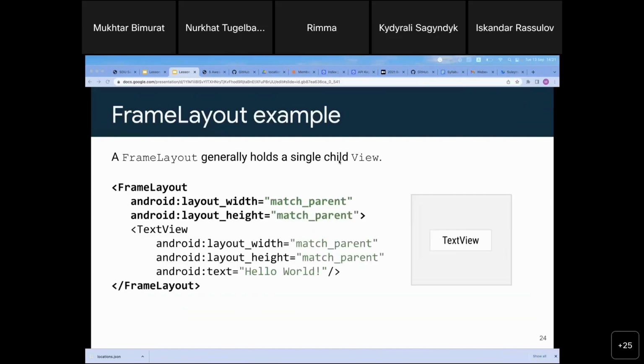So here's a frame layout example. Frame layout generally holds a single child view, but it can also hold multiple children, and it acts like a box. You can put your view anywhere, but each view doesn't know about other views, so they can overlap each other.